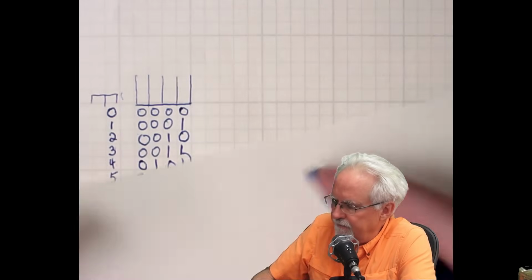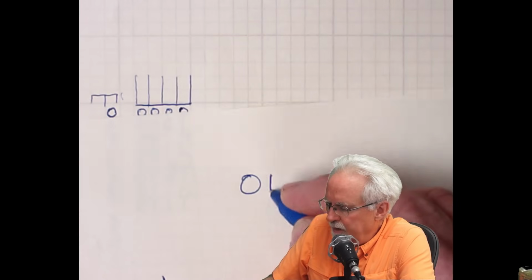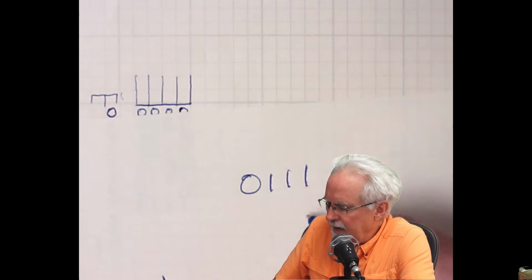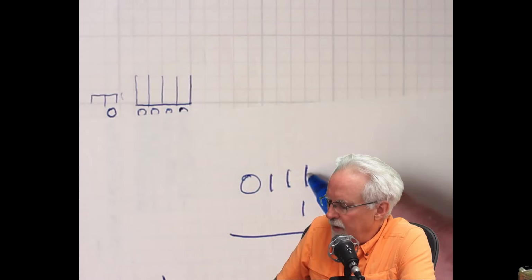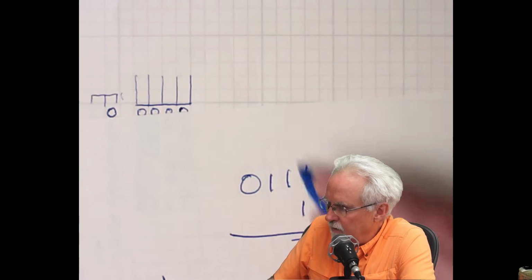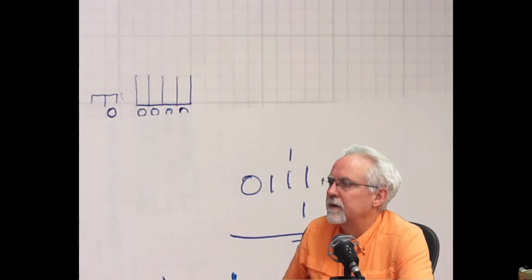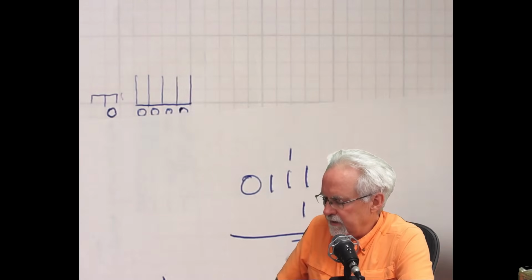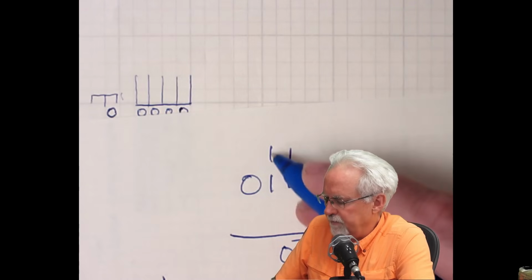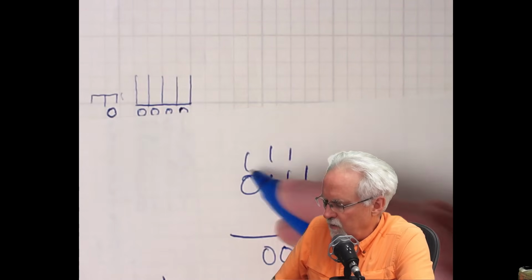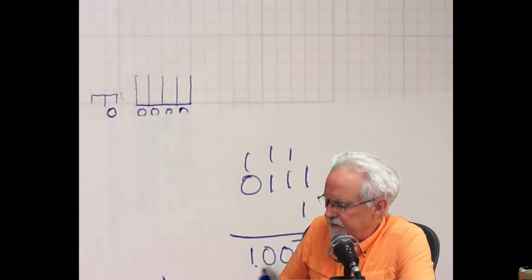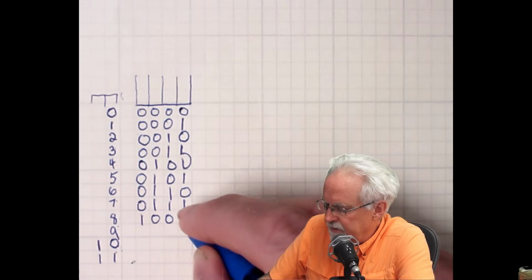Here's where you've got to be careful. So let's do this. We have 0, 1, 1, 1, and we're going to add 1 to it. 1 plus 1 is 0. Carry the 1. All right. 1 plus 1 is 0. Carry the 1. 1 plus 1 is 0. Carry the 1. And so now we have 1, 0, 0, 0.